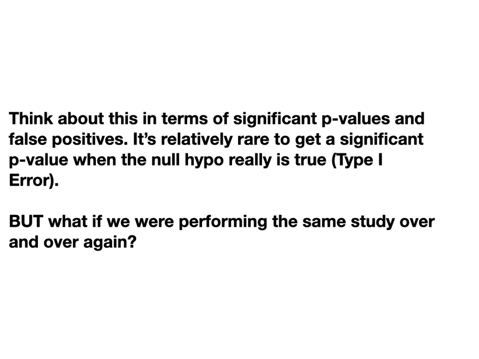So think about this for a minute in terms of significant p-values and false positives. It's relatively rare to get a significant p-value when the null hypothesis is true, right? That's determined by our alpha level. If we set our alpha level at 0.05, that means that when the null hypothesis is true, we'll get a false positive 5% of the time. But what if we perform the same study over and over again? The more times we perform the sample and the analysis, the greater the chance that at least one of those times will get a statistically significant result. And in fact, if we do it 100 times, we're practically guaranteed to get a statistically significant result, probably a few times.